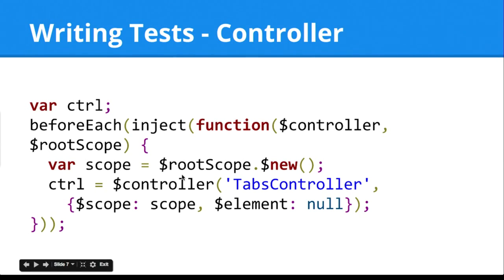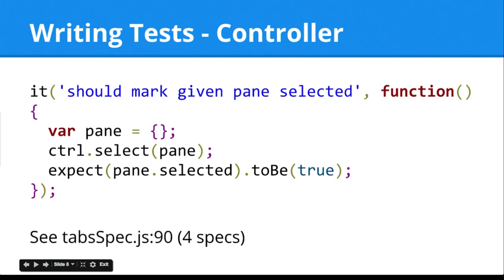So here I'm just using the controller service, telling it the name of the controller that's already been added to my module, and passing it a scope and a null element. And here's what an assertion could look like: it should mark a given pane as selected. My controller has a select method that takes in a pane, makes all the other panes have a selected property of false, and this pane have a selected property of true. So now with just a few lines, I can test that behavior.